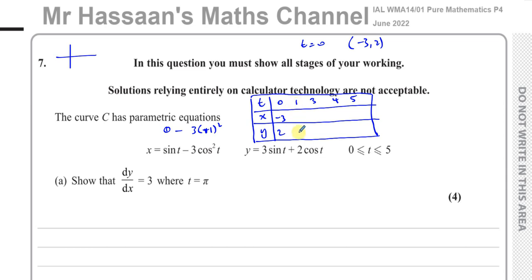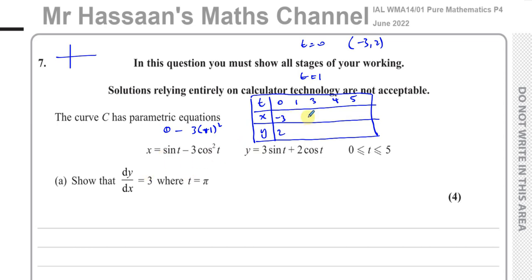And if you want to find the coordinates of the point when t is equal to 1, you would put 1 into these equations. So you'll have sine of 1 in radians minus 3 times cosine squared of 1. That will give you your x and y coordinates. That's how you would find the coordinates of these points.